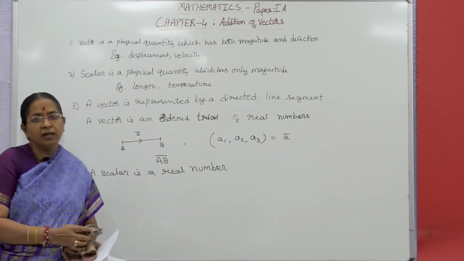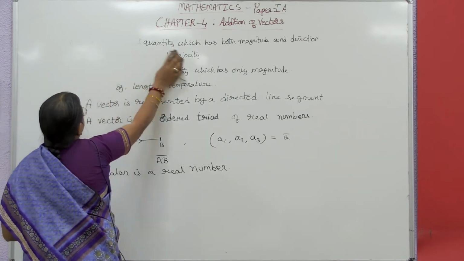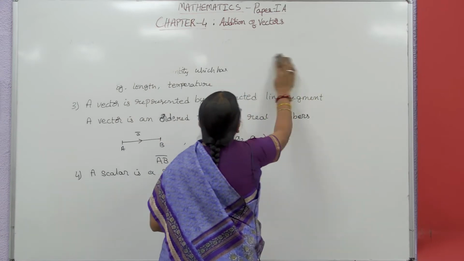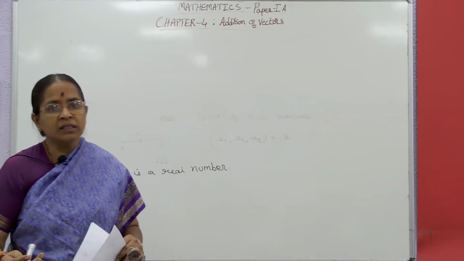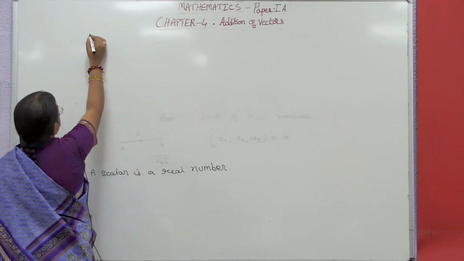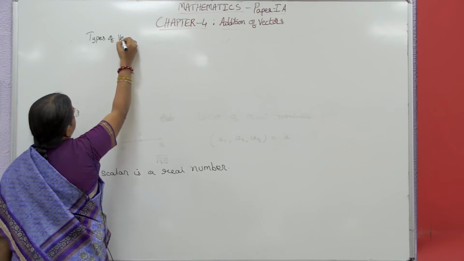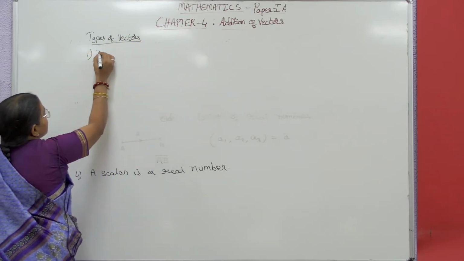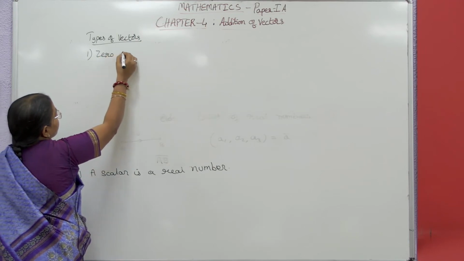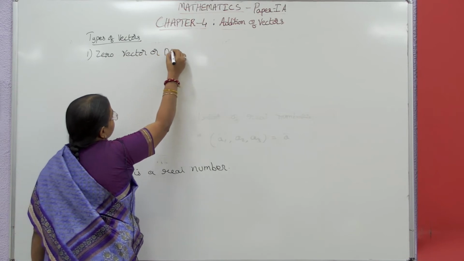Now we'll learn about different types of vectors. What are the different types of vectors? The first one is zero vector or null vector.